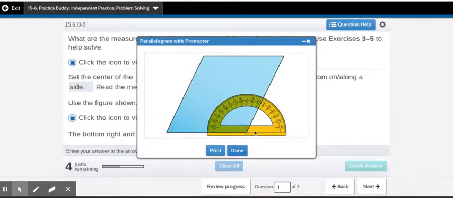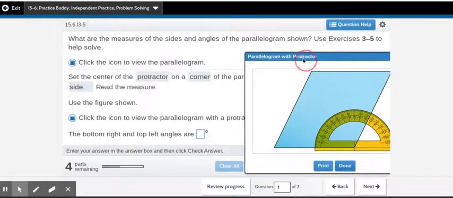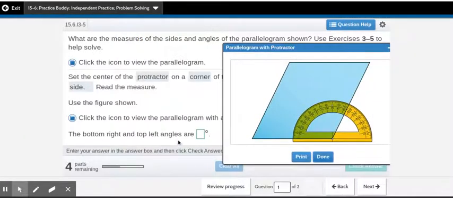Now, looking at this picture, they are asking me to find the actual measure of the angles that I'm showing. It says the bottom right and the top left angles are blank. So this bottom right angle, which is what we're actually going to measure, is going to be the same as the top left angle because those are parallel to each other. That means they're going to be very similar to each other.